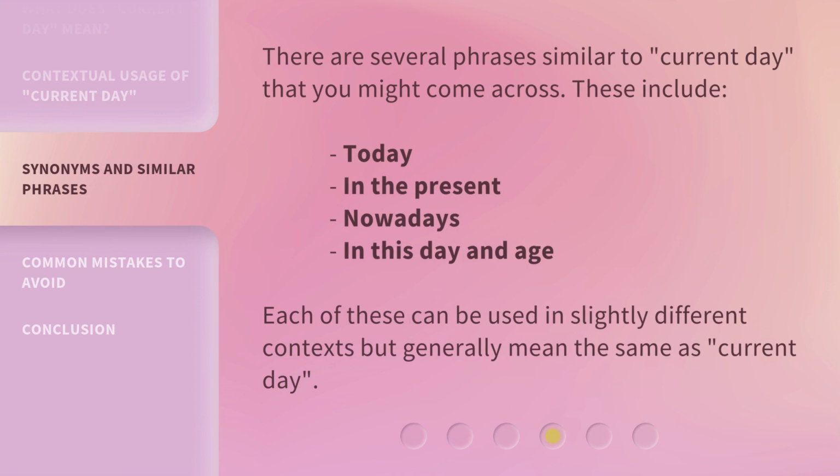There are several phrases similar to current day that you might come across. These include today, in the present, nowadays, in this day and age. Each of these can be used in slightly different contexts but generally mean the same as current day.